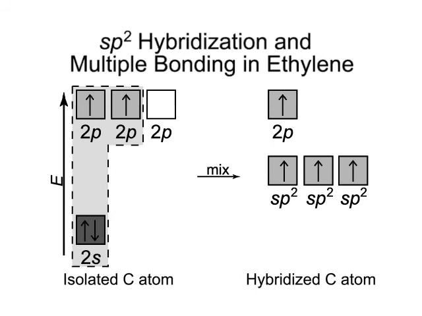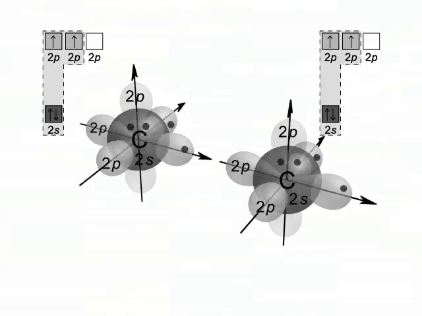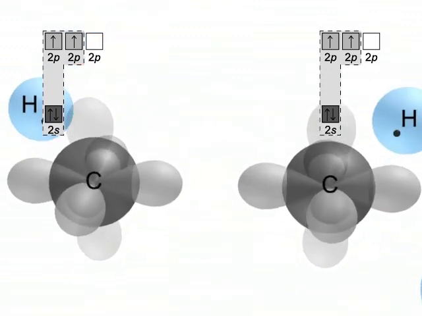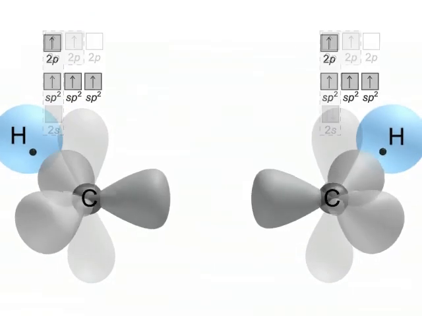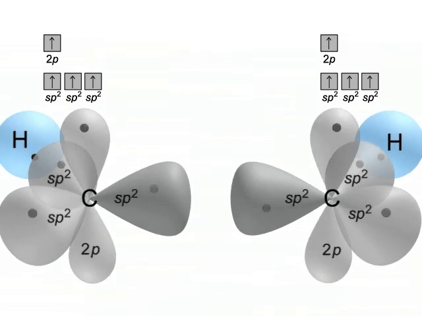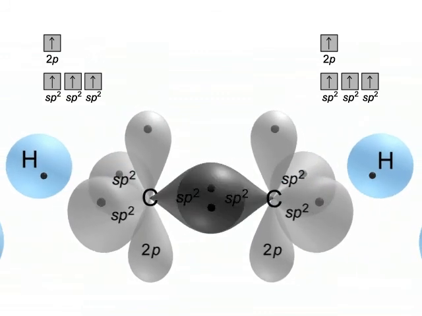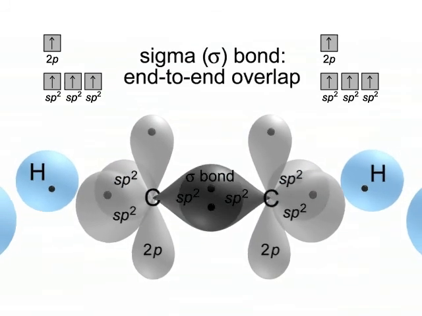unhybridized 2p. Let's examine the orbital view and highlight the 2 ways carbon orbitals overlap to create a double bond. Here, each carbon is undergoing sp2 hybridization. Note how the unhybridized 2p orbitals lie perpendicular to the trigonal plane of sp2 hybrids. The 2 sp2 orbitals facing each other overlap end to end. The bond they form is called a sigma bond.